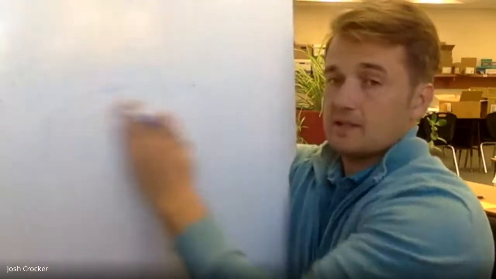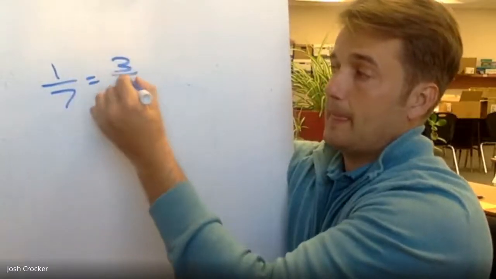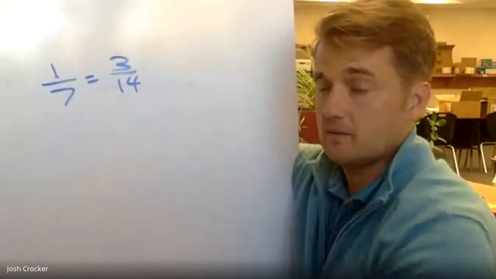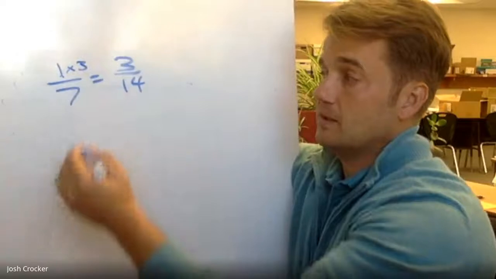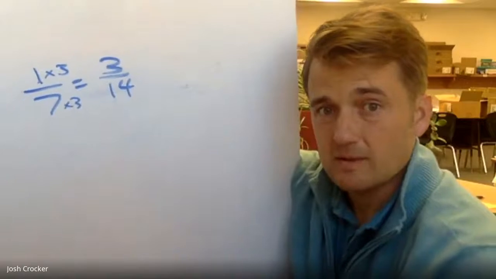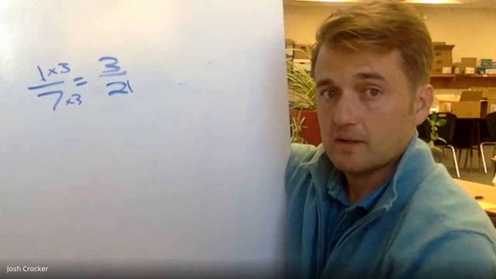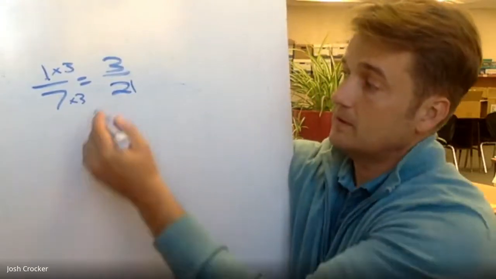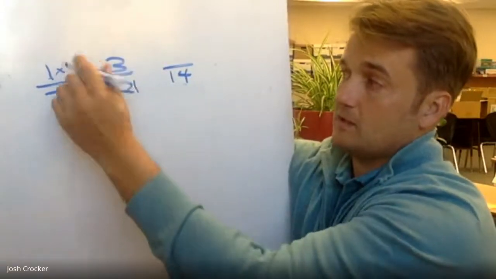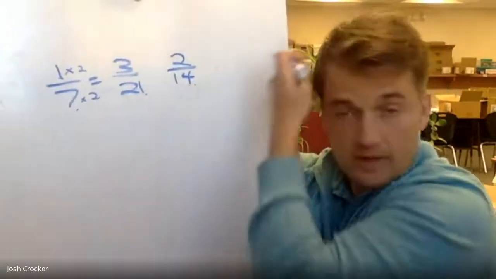Here's an example of one that doesn't work. 1 times something makes 3. Well, that would be 3. 1 times 3 is 3. If I do 7 times 3, that's not 14. That doesn't work. For this to work, this would have to be 21. Or I could have kept the 14. 7 times 2 is 14. 1 times 2 is 2, so 2/14. Now, these are all equivalent fractions.